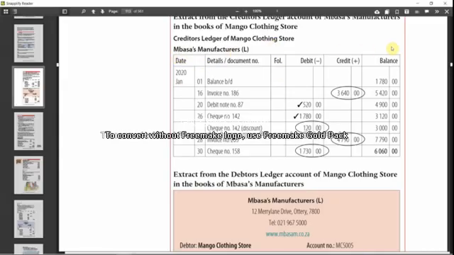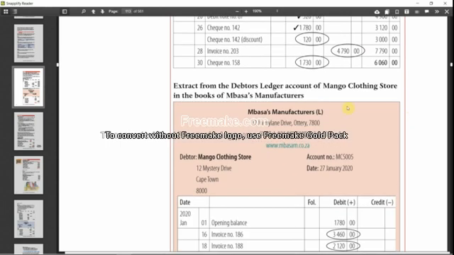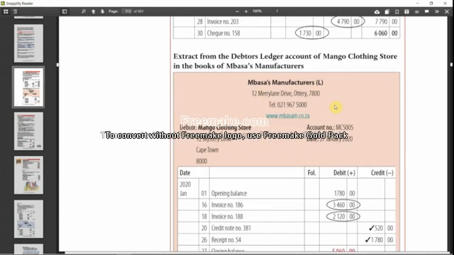Now we are going to focus on the process of the creditors reconciliation. So we are Mango Clothing Stores for this illustration, and we have an account with a creditor, Mabasa Manufacturers. So this is our creditors ledger account of Mabasa Manufacturers. And then we receive from Mabasa Manufacturers a statement that was dated 27 January.